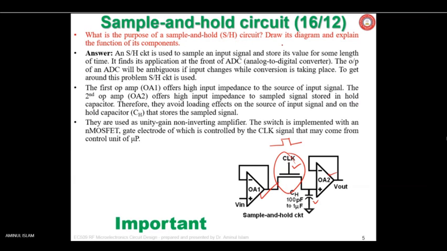So what is the purpose of the sample and hold circuit? Is it understood? What is the purpose? Aman? Yes, understood. A sample and hold circuit is used to sample an input signal and store its value for some length of time. It finds its application at the front of an ADC, analog to digital converter. The output of the ADC will be ambiguous if the input changes while conversion is taking place. To get around this problem, a sample and hold circuit is used.